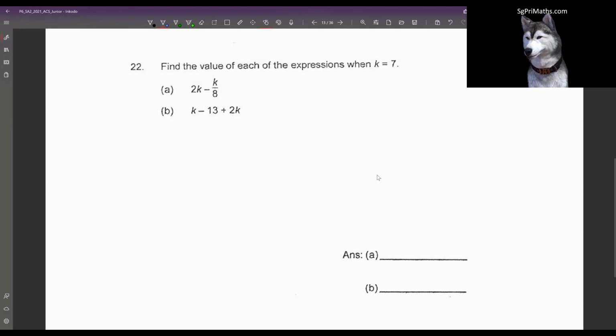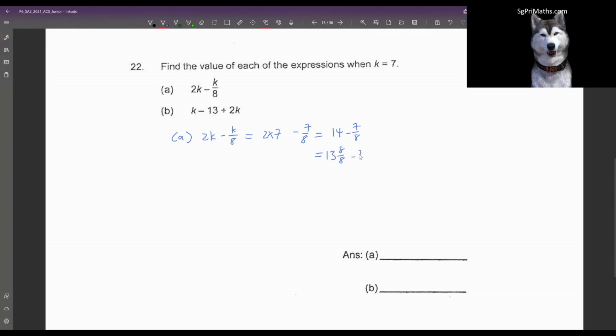Question 22. Find the value of each of these expressions when k equals 7. Let's start with a first: 2k minus k over 8. We just replace the k with 7. 2 times 7 minus 7 over 8 equals 14 minus 7 over 8. Just take one out and have 8 over 8 minus 7 over 8. That gives 13 1 over 8.